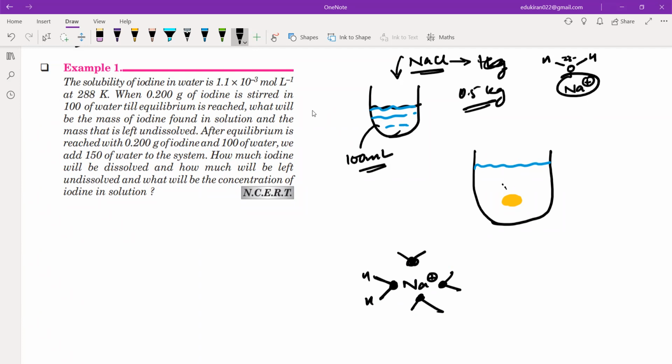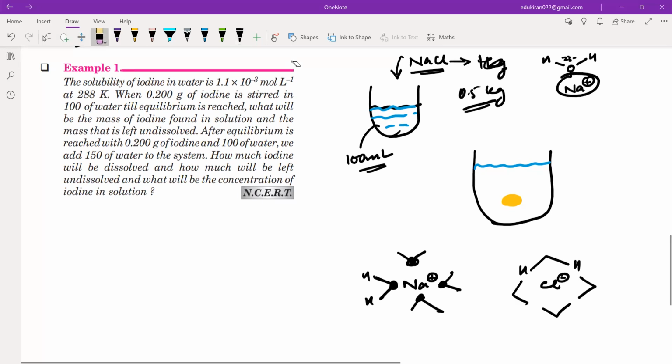Now, when water surrounds it like this, we can say that we cannot see Na positive because it has lost its identity. NaCl has lost its identity, and Na has been surrounded by water molecules. Then the chlorine negative will be surrounded by water molecules like this, because the hydrogen will have a positive charge, and they will surround the chlorine negative ions. Okay, do you understand now how the dissolution happens? Yes or no?